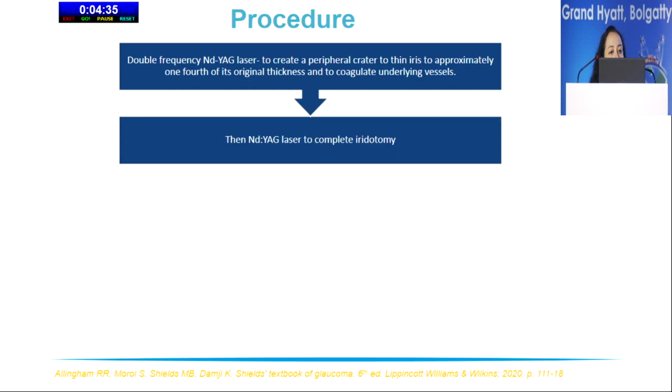So what is sequential PI? This is when we use a double frequency Nd:YAG to create a peripheral crater in cases of very thick iris, and then we complete the iridotomy with Nd:YAG.